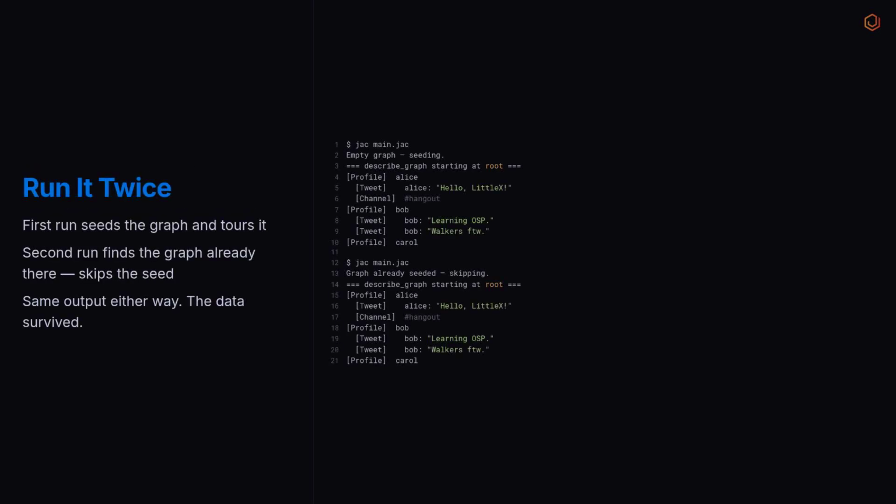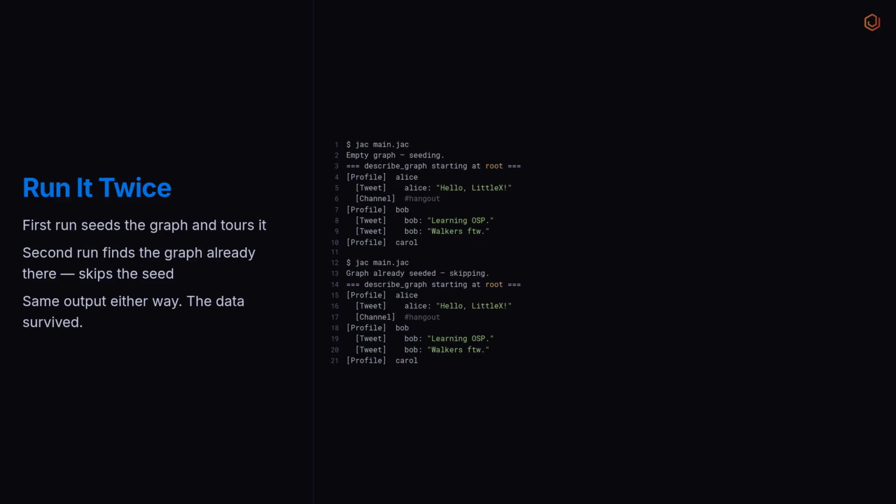First run, the graph is empty, so bootstrap seeds it and describe graph tours it. Second run, bootstrap sees the existing profiles, prints skipping, and returns. Describe graph still finds the same graph and tours it identically. The data survived across 2 runs of the same file.